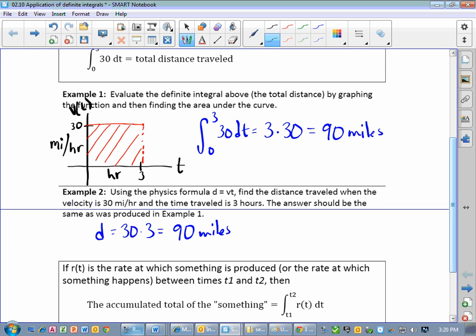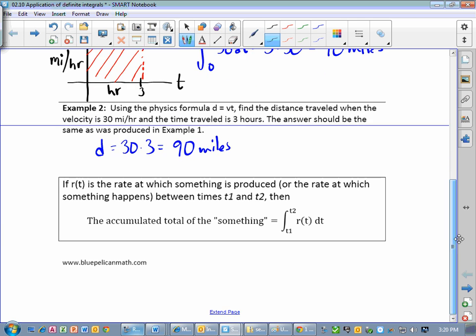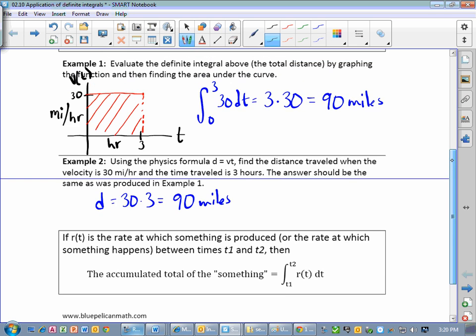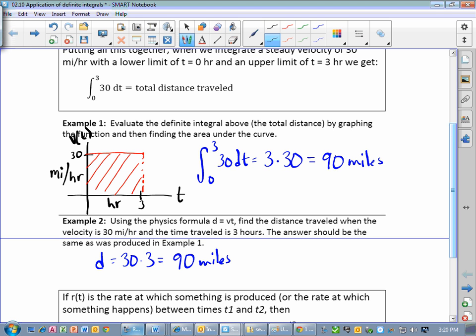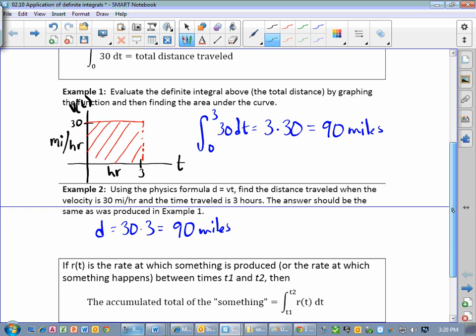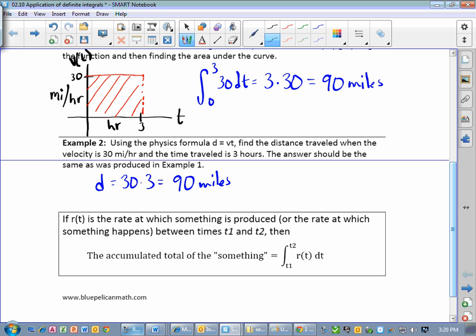Okay. So the area under the curve, aka the definite integral, actually gives us the amount of distance that we've traveled. Okay? In general, if r of t is a rate at which something is produced, in this case, what's being produced? What can we say is being produced? Yeah, as we're driving along, there's some length being produced, right? There's this imaginary line behind us that's measuring how far we've traveled, a distance. So if r of t is the rate at which that distance is produced, velocity is that rate, or the rate at which something happens.